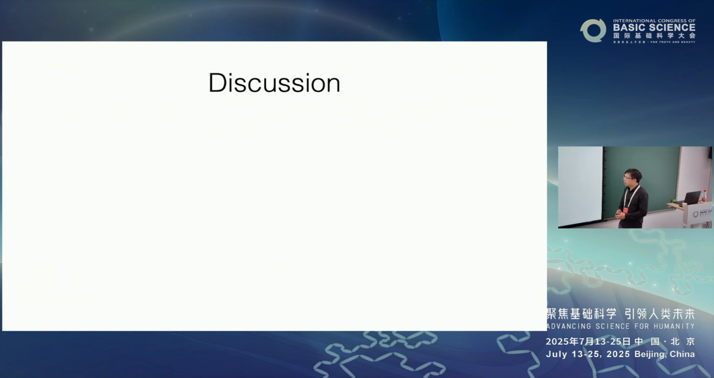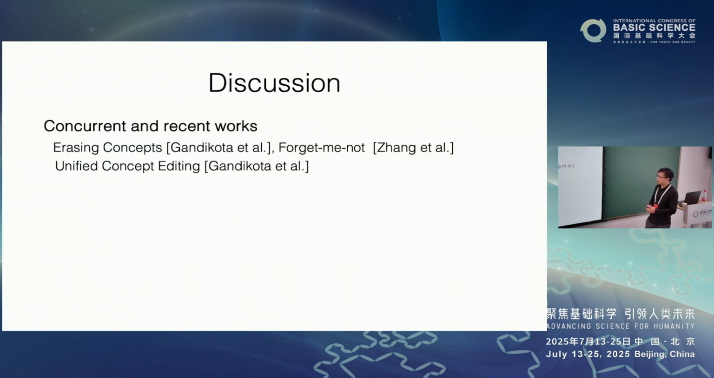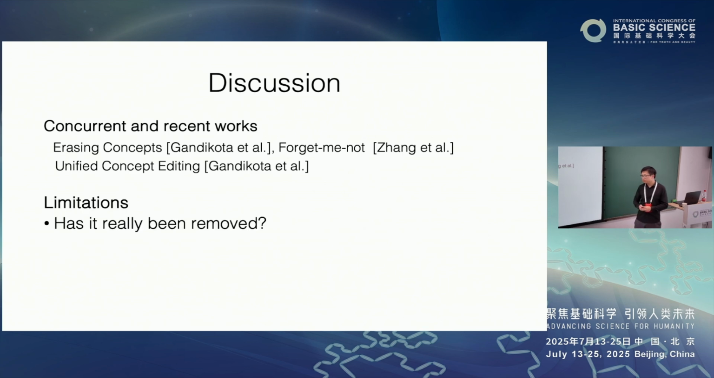Okay, so there are some discussions. For example, there is a lot of concurrent work. It's a very active research area. There are some limitations of this method. For example, how do we know if the concept has been removed, or if it is just hard to find? In the model, it's very hard to know what it even means for something to get removed, or maybe it's just harder to generate, but it's still there.